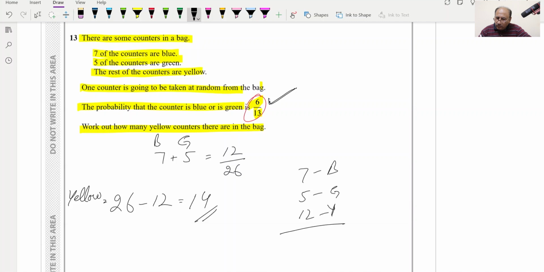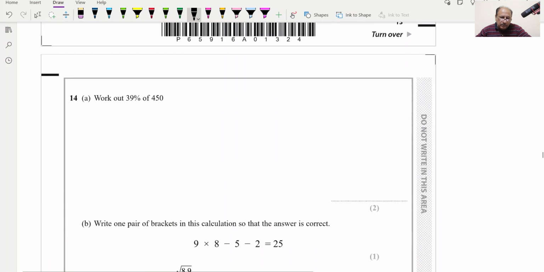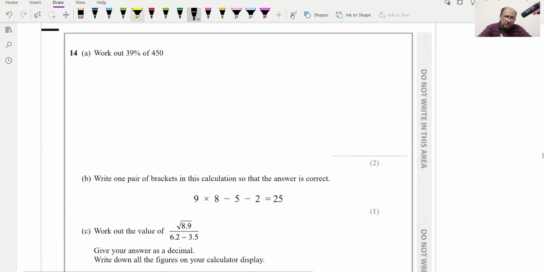Now if we add all 3 types of counters, this will be 12, 14. So these are 26. So 26 counters will be in total, and yellow will be 14. Hopefully you understood this question as well. Now we can work out question number 14.